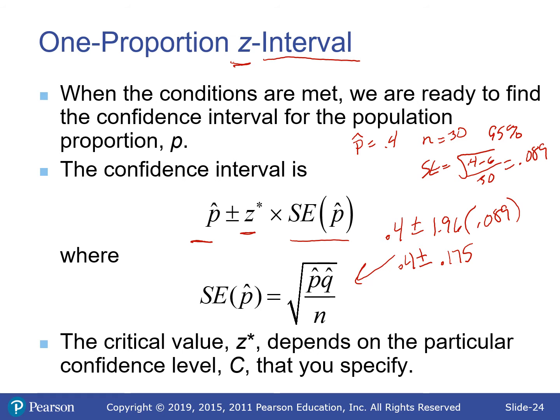Sometimes we leave it like that. That tells us our p-hat, it tells us our margin of error. But specifically, it tells us the p-hat. But sometimes we'll actually put it into an interval. So 0.4 minus 0.175 is 0.225. And 0.4 plus 0.175 is 0.575.